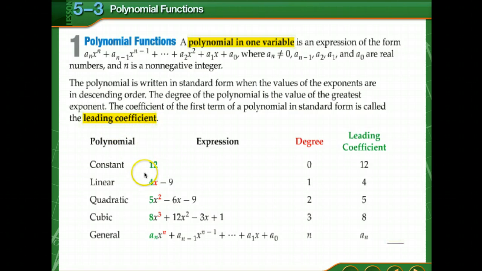So the constant has no variable with it. It has a degree of 0, so its leading coefficient would be 12. A linear equation, which means x to the first power, has a degree of 1, and notice that the coefficient that is with it is 4. A quadratic is to the power of 2, so it's a degree of 2, and the leading coefficient is the constant that's with it. A cubic function is to the power of 3, so it's a degree of 3, and in this case the leading coefficient is 8. And then in general, a sub n is the leading coefficient, and n is the degree because that's the exponent.